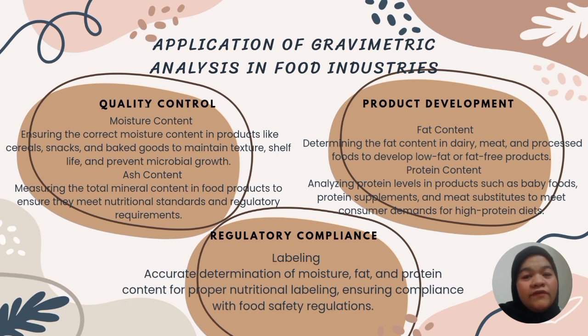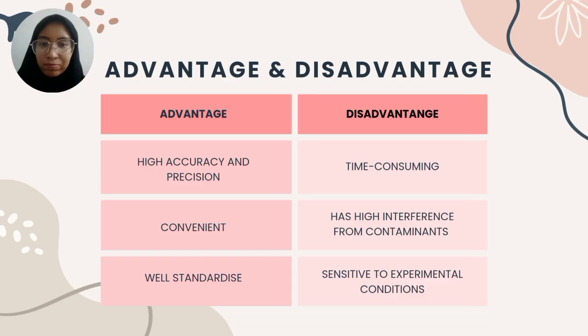The second one is product development. Fat content: determining the fat content in dairy, meat, and processed food to develop low-fat or fat-free products. The second one is the protein content. Analyzing protein levels in products such as baby food, protein supplements, and meat substitutes to meet consumer demand for high-protein diets. Lastly is regulatory compliance. Labeling: accurate determination of moisture, fat, and protein content for proper nutritional labeling, ensuring compliance with food safety regulations.